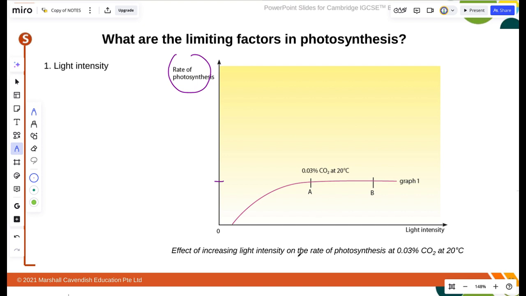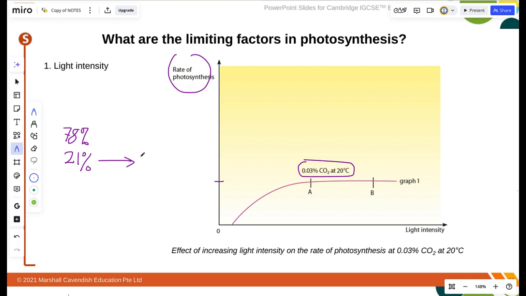Now let's take a look at the effect of increasing the light intensity on the rate of photosynthesis at 0.03% carbon dioxide and at 20 degrees Celsius. Carbon dioxide in the air is about 0.04% compared to all the gases in the atmosphere. Carbon dioxide is not the only gas in the atmosphere. Nitrogen takes about 78%, oxygen is about 21%, and carbon dioxide, as much as we cry about it, is just 0.04%.